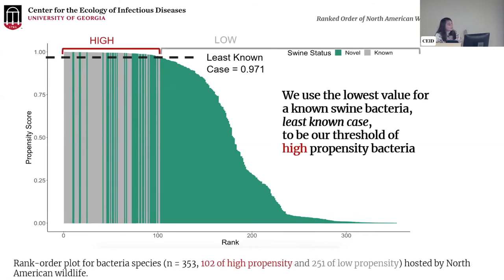And so in order to discern, well, which ones do we actually think are going to associate with swine? Where do we put a threshold on this propensity value? We operated on the least known case. So the known swine bacteria, but with the lowest propensity score, was 0.971. And then you see it starts to drop off with the novel bacteria. And so we say everything above that threshold is a high propensity to be associated with swine versus the bacteria species below. So ultimately it's 102 that we see as high propensity. And some of those are already known, but many of them are unknowns.